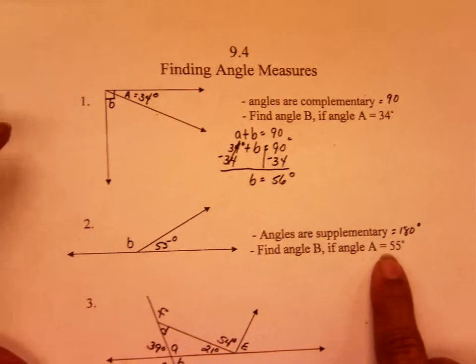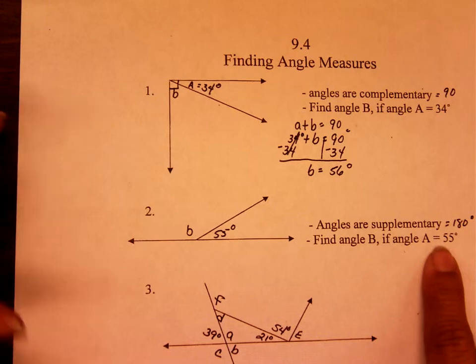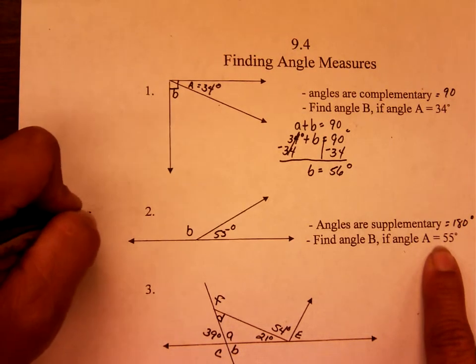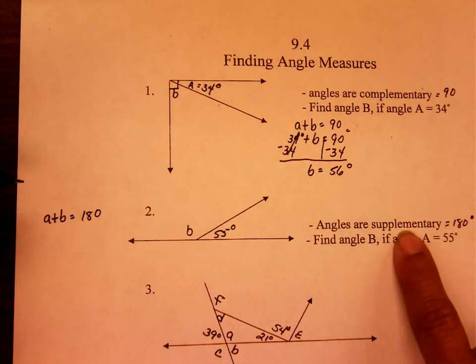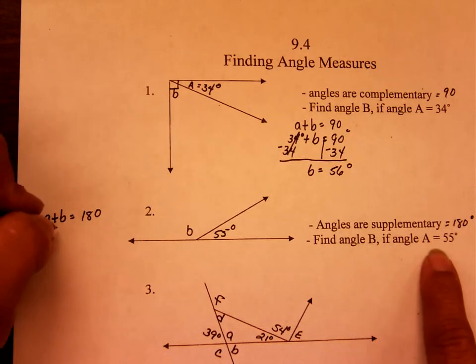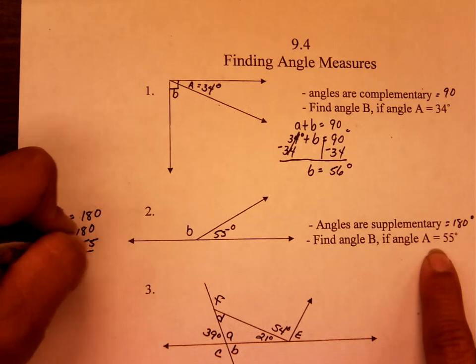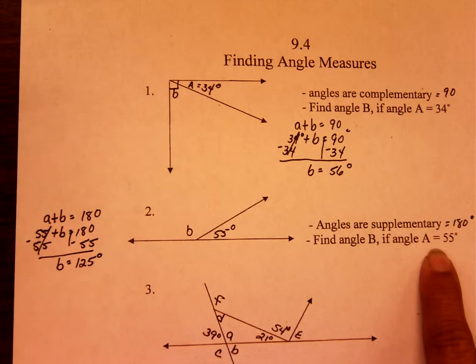So for number 2, you should have done it in algebraic form. So A plus B is equal to 180, not 90, because remember it's supplementary. Replace A with 55, so 55 plus B is equal to 180. Subtract 55 from both sides, and you get B is equal to 125 degrees.